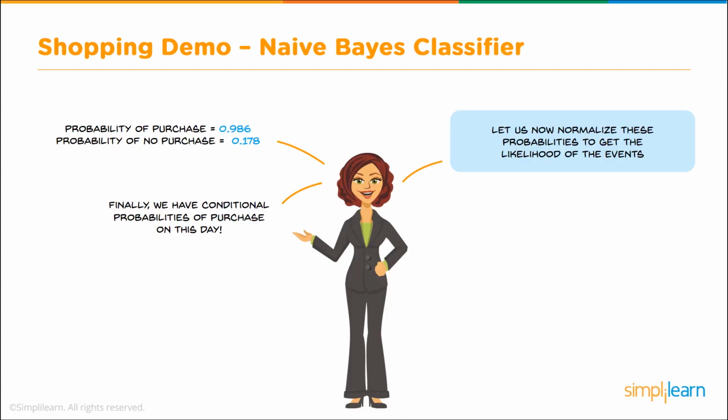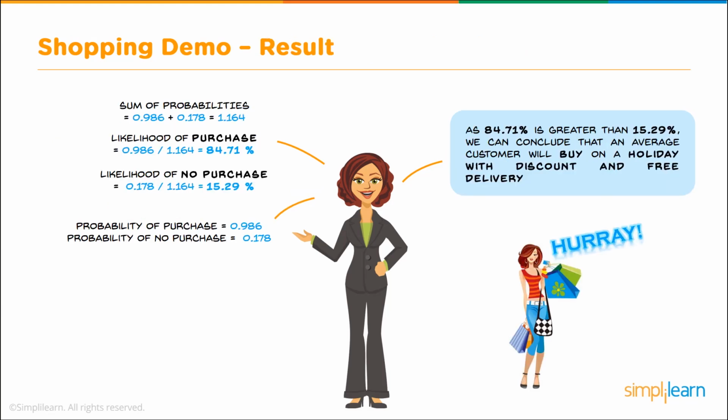Well, let's go ahead and go over them. We have a probability of purchase equals 0.986. We have a probability of no purchase equals 0.178. So, finally, we have the conditional probabilities of purchase on this day. Let us take that, we're going to normalize it, and we're going to take these probabilities and turn them into percentages. This is simply done by taking the sum of probabilities, which equals 0.986 plus 0.178, and that equals 1.164. If we divide each probability by the sum, we get the percentage.